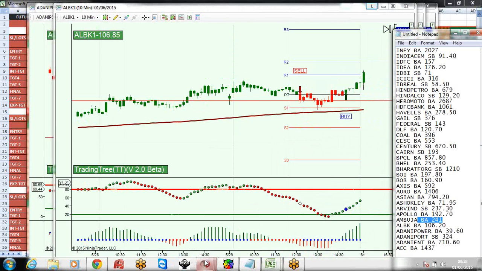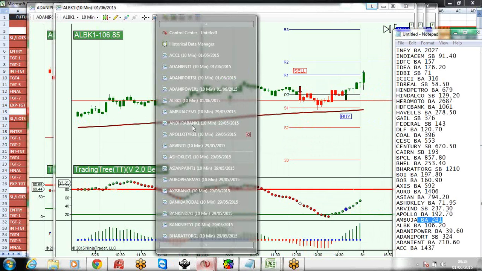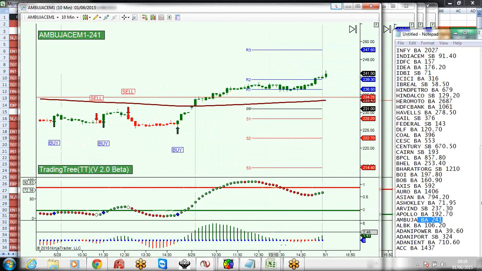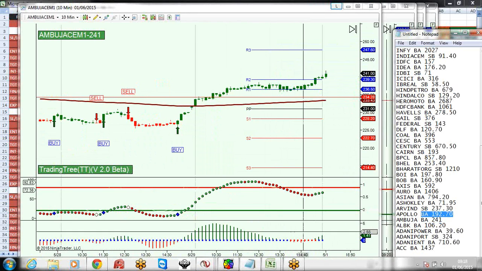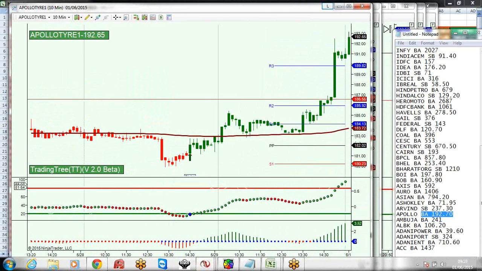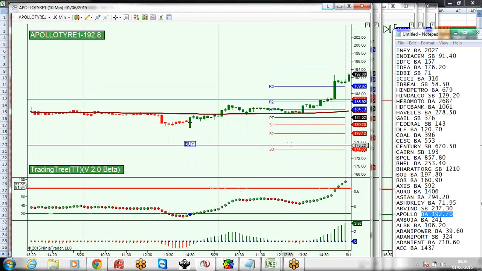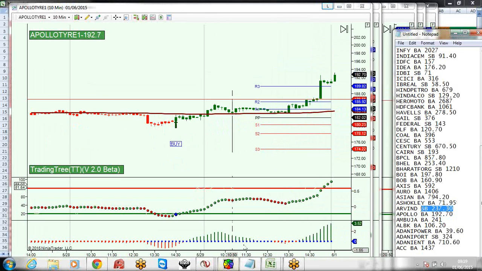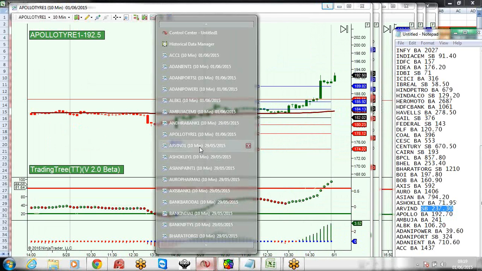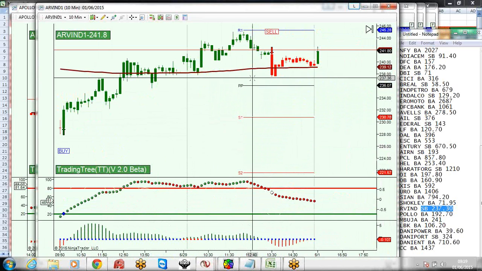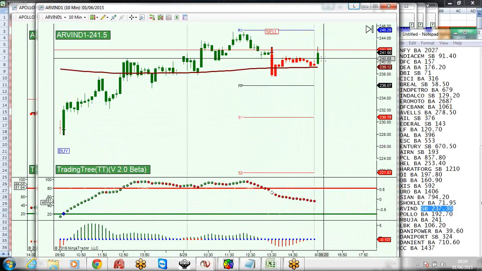Ambuja is a buy for me at 241. Now it is at 241, that call has got triggered. Apollo is a buy for me at 192.70. Now it is at 192.80. Arvind is a short for me at 237. So that has not triggered. It has actually gone up. So this call has not triggered. And once we get a buy call again in Arvind, we will take the buy call.